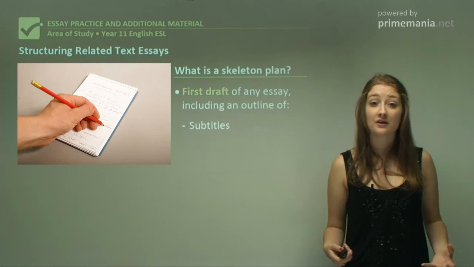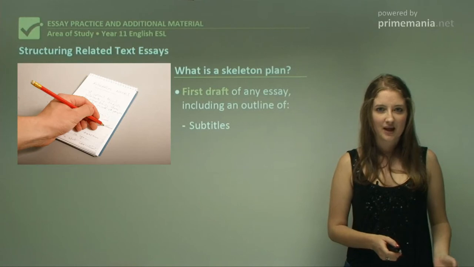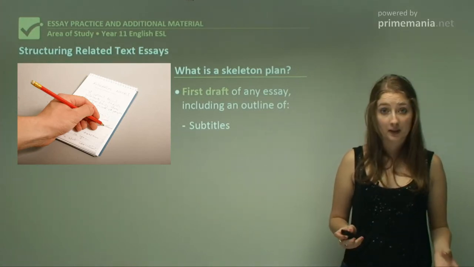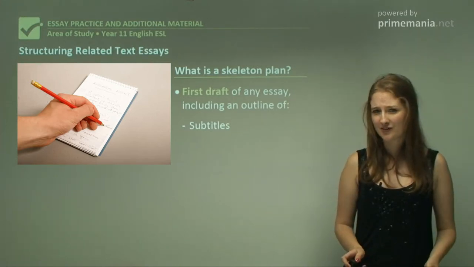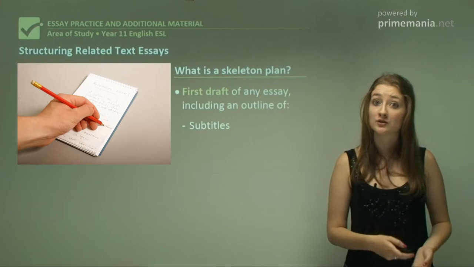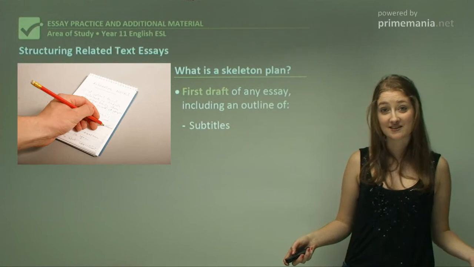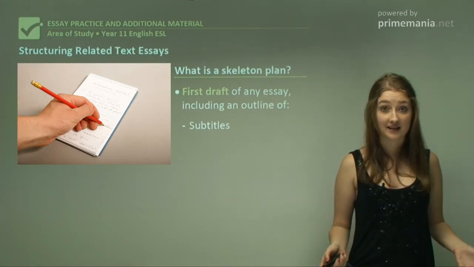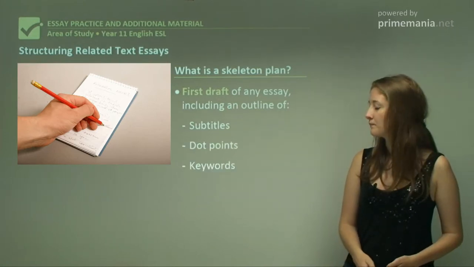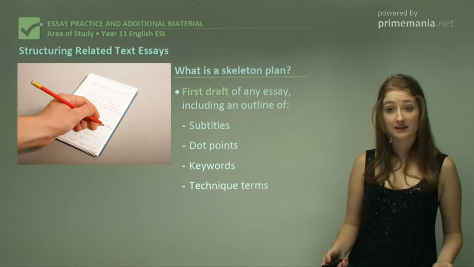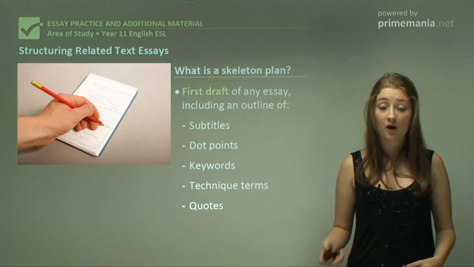So as regards to structuring these essays, it's really valuable if you make a plan in advance, especially when you're getting a little bit complicated with the way you're structuring your essays through the integrated block or integrated approach. It can be a bit confusing to sit down and just start writing. So what I really advise is the skeleton plan. What is this? Well, a skeleton plan is the first draft of any essay, and it basically includes subtitles, dot points, keywords, technique terms, and quotes, which you can all use as the basic structure of your essay once you start to write it.